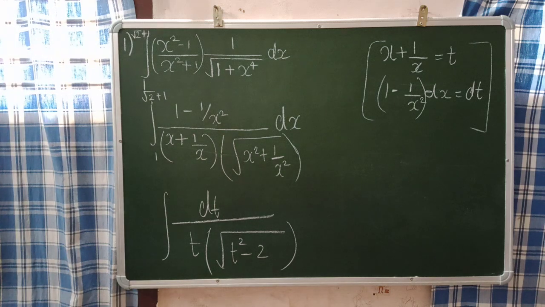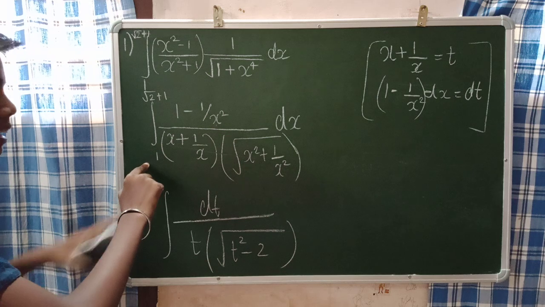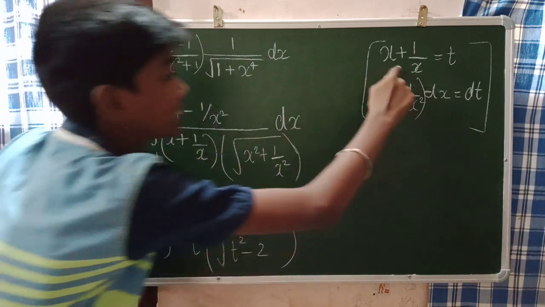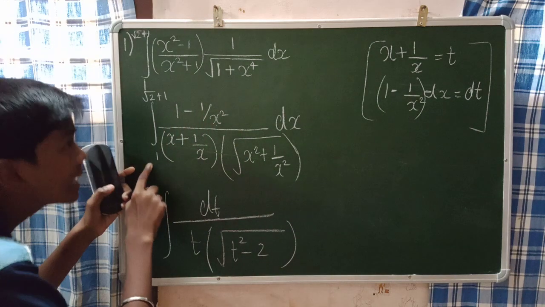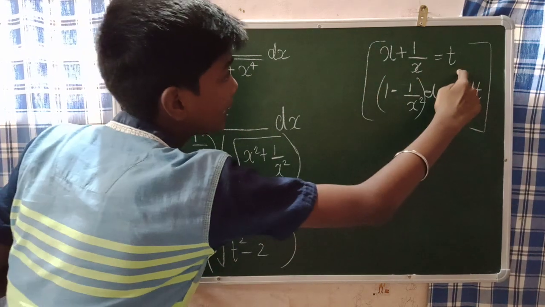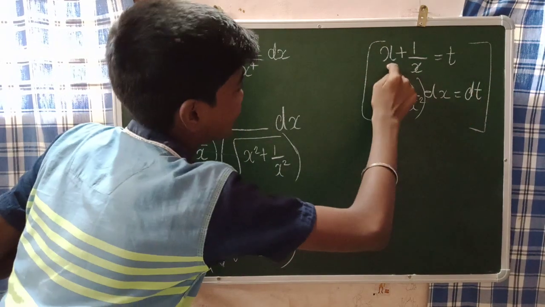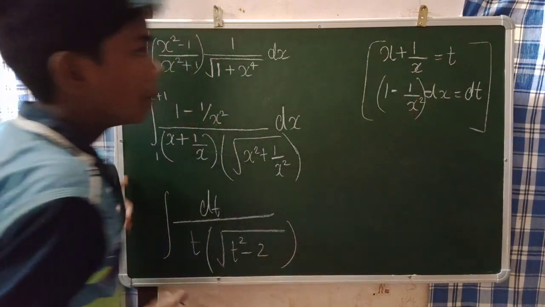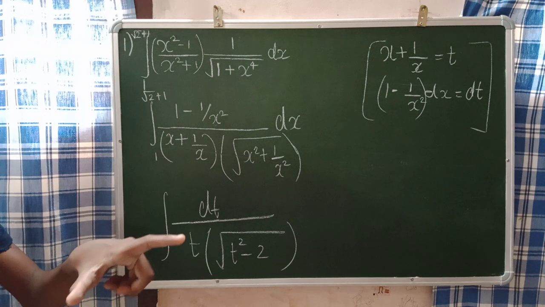It's very simple. In the lower limit you are having 1, right? If I am having 1 in the lower limit, your 1 acts as x. Then what will be t's value? If 1 acts as x, then your t's value will be 1 plus 1 by 1, because your 1 takes the value of x now.